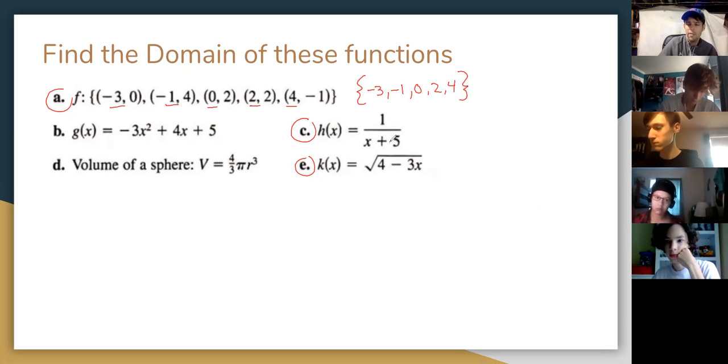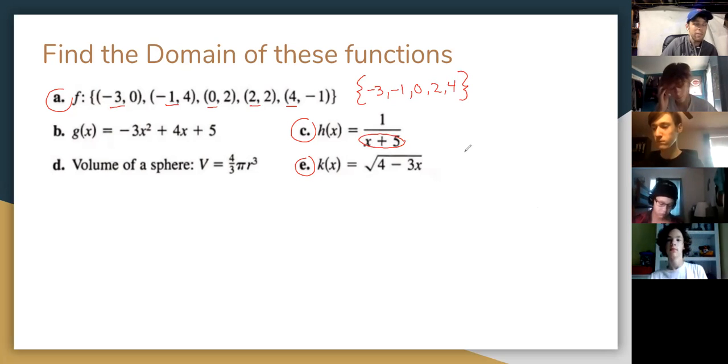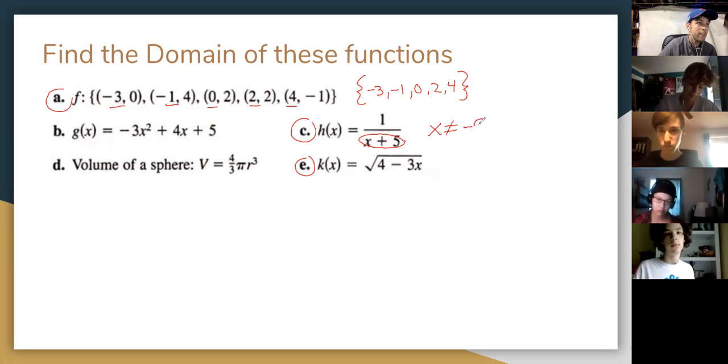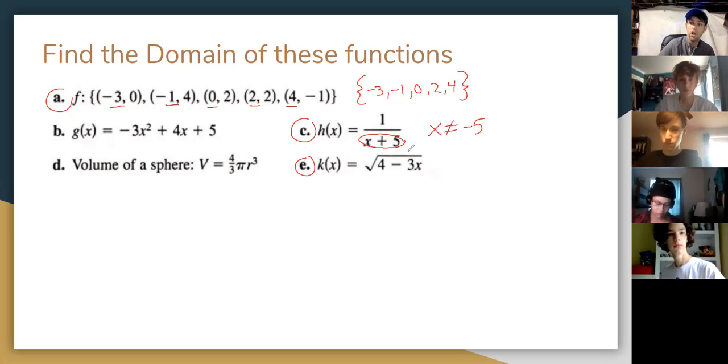For C, we have that fraction issue. We have a variable in the denominator of a fraction, right? Anytime we have that, we need to make sure that our fraction will never have a 0 in the denominator. Well, there's one obvious value here that x can't be. X cannot be -5 in this case. If that happens, then we get a 0 in the denominator. If this was something more complicated, we might have to set our denominator equal to 0 and solve that equation and figure out what value or values might be an issue. But in this case, it's a pretty easy one. We can just kind of see it.